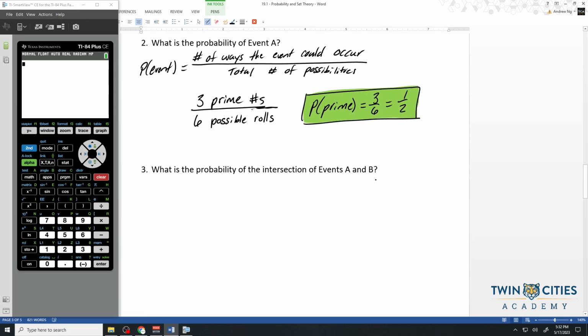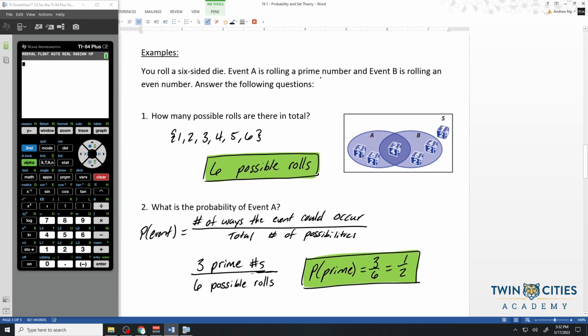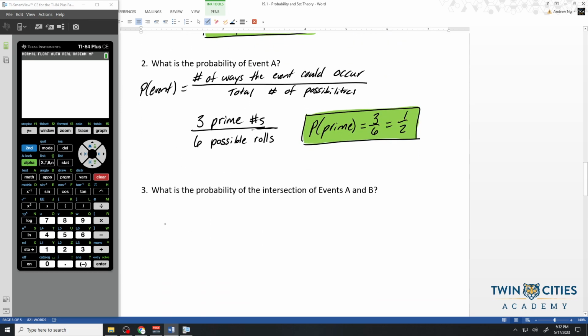And what is the probability of the intersection of events A and B? So let me go back and read what A and B are. A is a prime number, and B is rolling an even number. So the intersection would be a prime number that is also an even number. That's just the number 2. So I would say the probability of A intersect B is one way for this to happen. That's rolling a 2 out of 6 possible rolls.